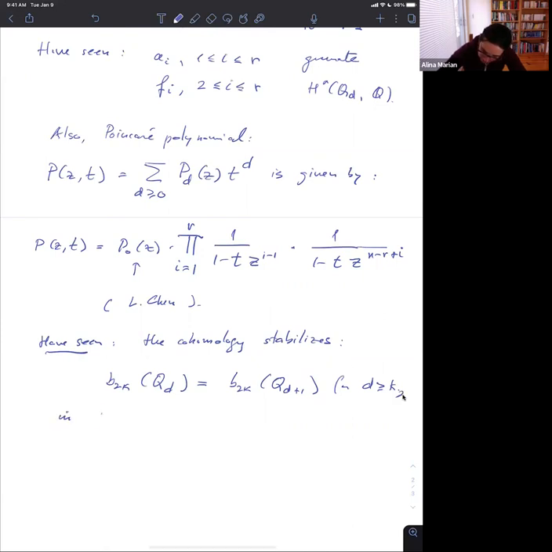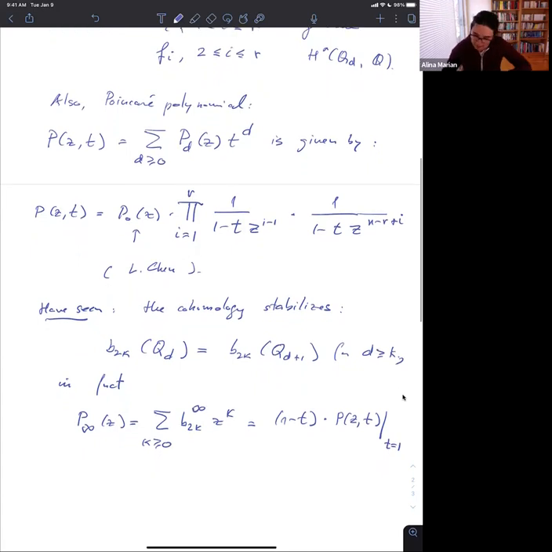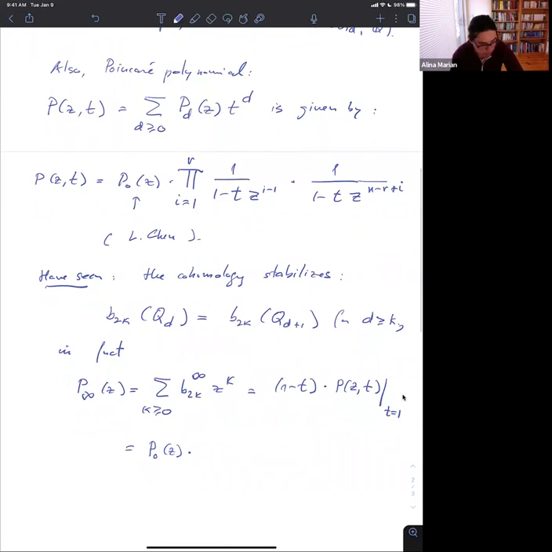Okay, and in fact, we have that the stable cohomology, so this is the stable value, you put them in a series. One can check this easily by multiplying the Poincaré series by 1 minus t and evaluating at 1. There's a simple pole at 1. And so this is in fact given by, let me write this, this prefactor, the Poincaré polynomial of the Grassmannian itself, and then it's just this expression.